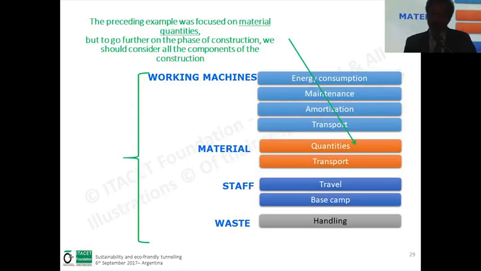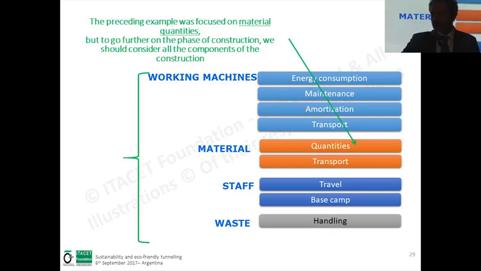In the example I've shown you for the construction phase, we focused on material quantities: the steel we need, the concrete we need for support, for lining, etc. If we want to go to a global evaluation, we have to consider all other elements. Material quantities is what I considered in my example. It explains what I care about when I conclude, because it's only a small part of the analysis.